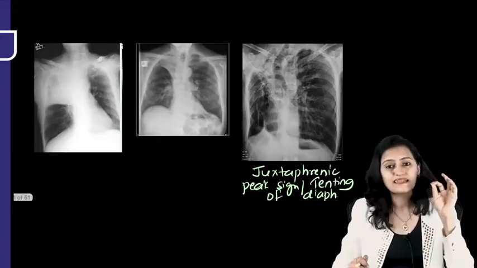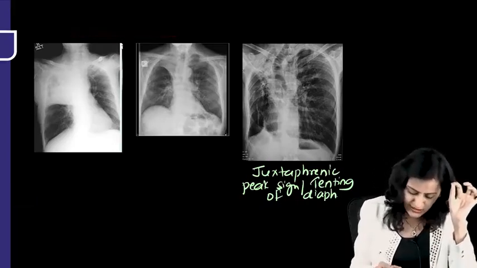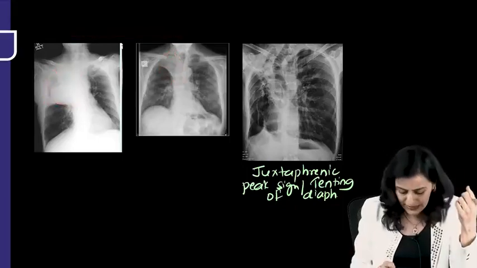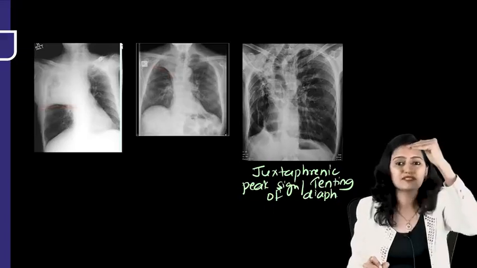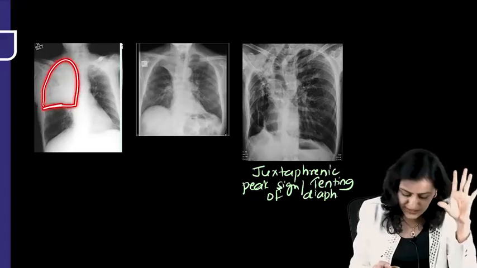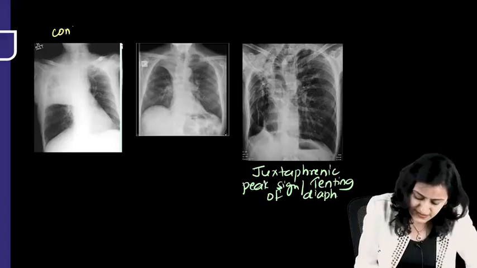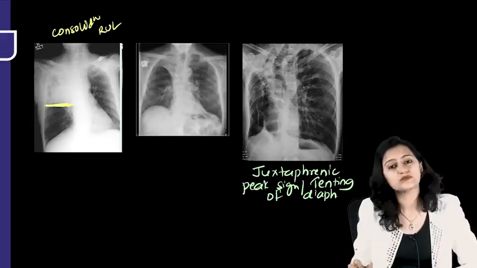Now, let's have a look at these images. What are we seeing here? In both of these images, there is an opacity in the right upper zone, limited by the fissure. Above the horizontal fissure is the right upper lobe. Because the horizontal fissure is in its position, this is right upper lobe consolidation, because the fissure is maintaining its position.